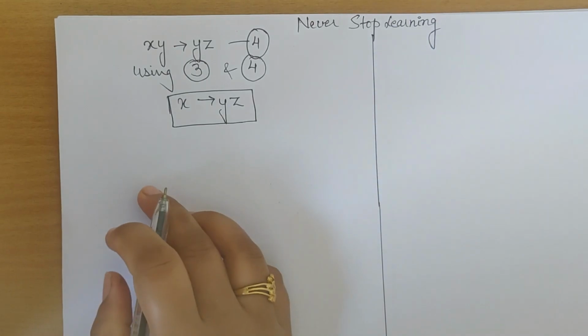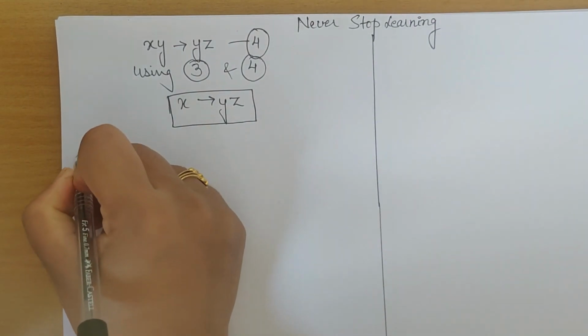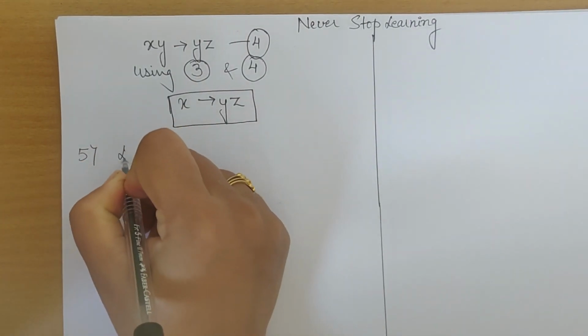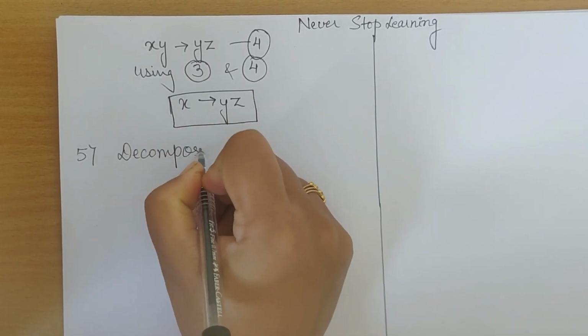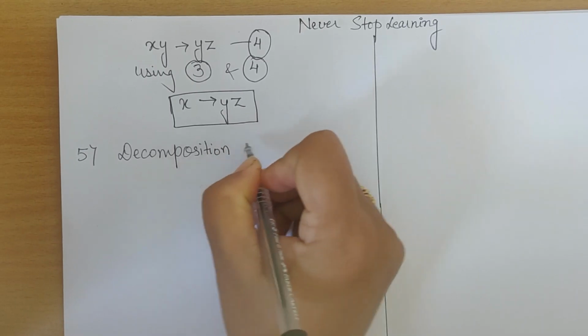So the fifth rule which we have is the decomposition rule.